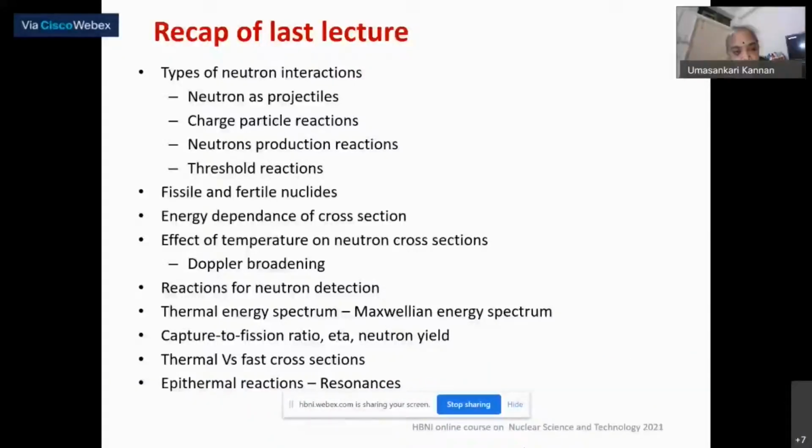We saw how neutrons are used as projectiles and the reactions that take place. And then we also saw some charged particle reactions, and how neutrons are produced in some of these reactions. I had also mentioned to you that some of these reactions are threshold reactions, which happen only at certain energies and beyond.